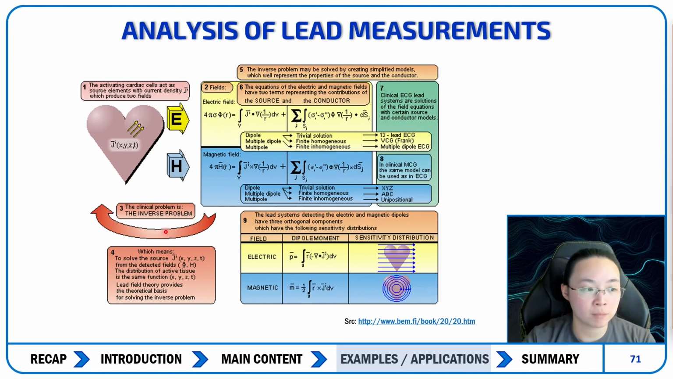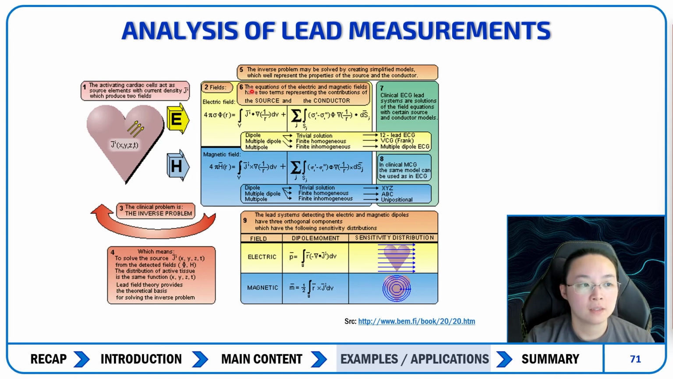And the inverse problem essentially means, when you go down to step 4, you have to solve for the source based on the detected fields. So we're kind of moving backwards. We use a source to measure the electric and magnetic fields, and we use the results from this to solve for the magnitude of the source. And afterwards, you would go back up here. The inverse problem is then solved by creating multiple simplified models to represent the properties of the source and the conductor.